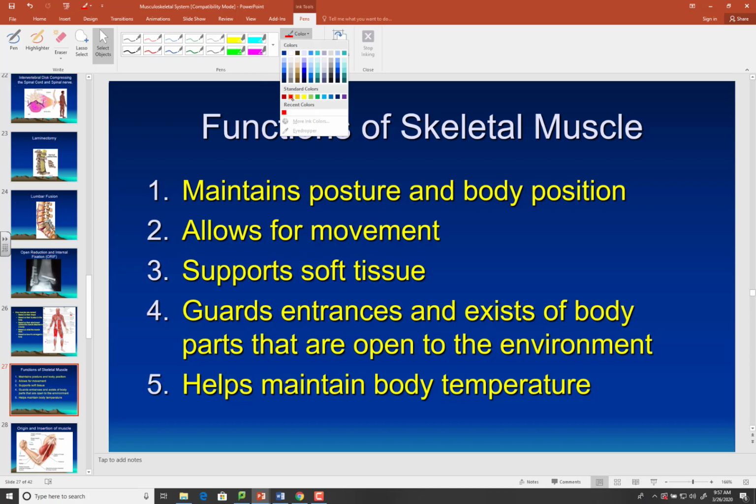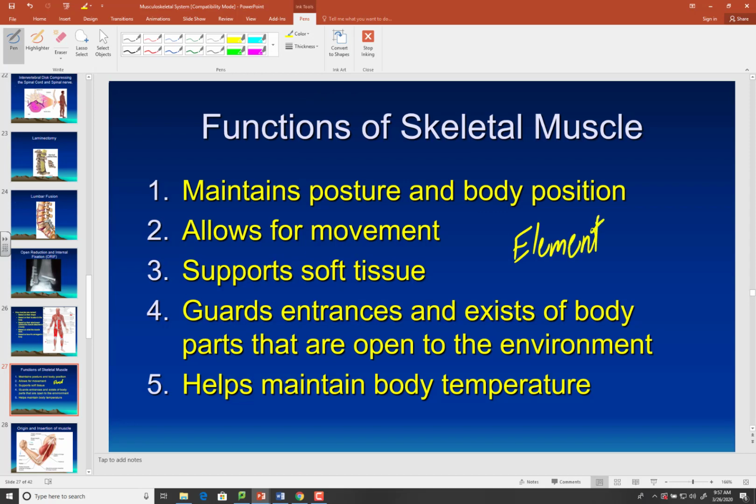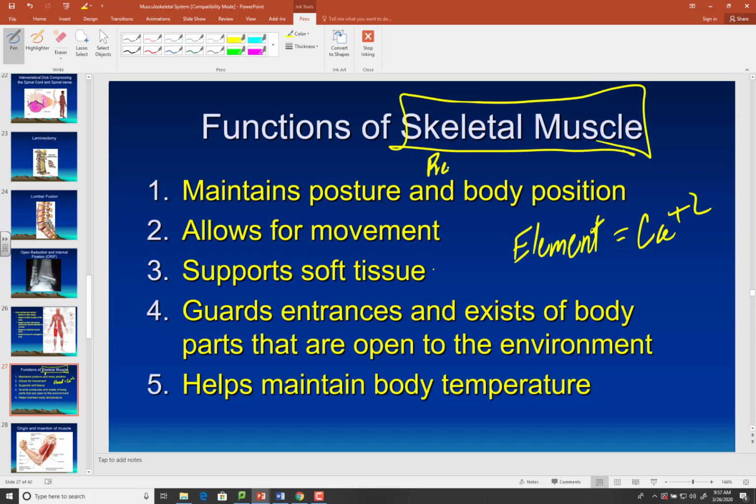Now, you need to know this. The most important element in muscular contraction, I've gone over this a gazillion times, is calcium. Right? And this is also important. Skeletal muscle relies on calcium stored inside it. Stored inside the muscle cell, right?